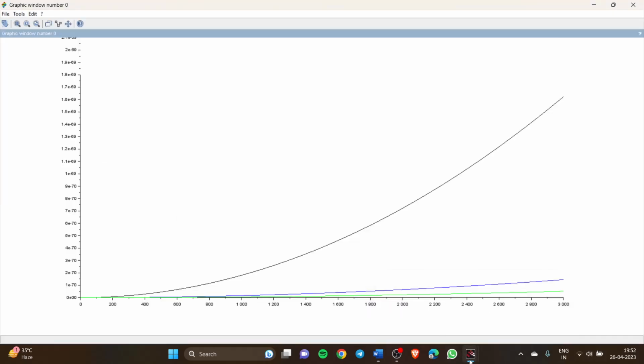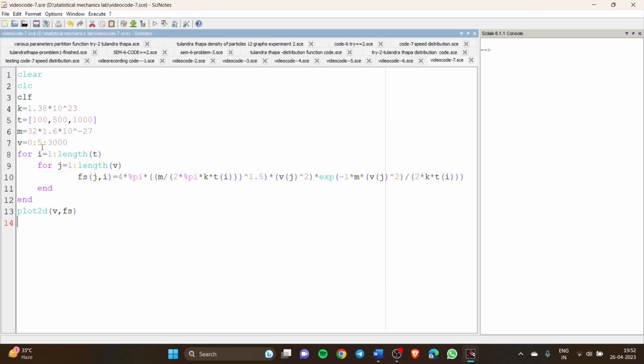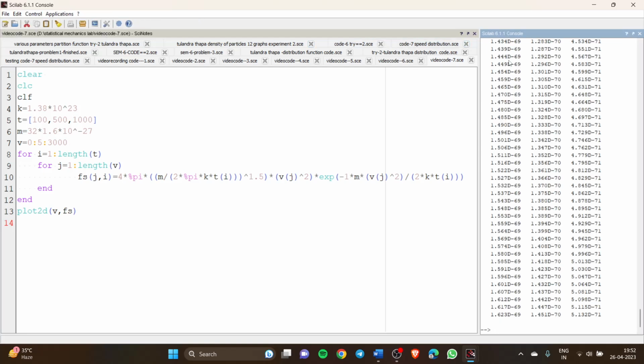So now this graph is coming out to be wrong. Let's see what is going on. 0.5 to 2000, 3000. Let us see what I have done. 0.5, 60,000, 32 into 10 to the power minus 27, 1.6 into 10 to the power minus 27. f[j, i] is equal to... let us see the function fs, what its value is. Its value is coming out to be correct also, I suppose. fs is equal to 4 pi upon pi into vj square, vj square, m into 2 pi k T[i].